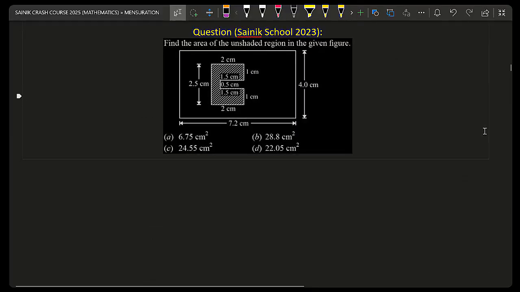So Sanvi, can you try this question? Okay, try this. Abhyuday, yes, the unshaded region area.